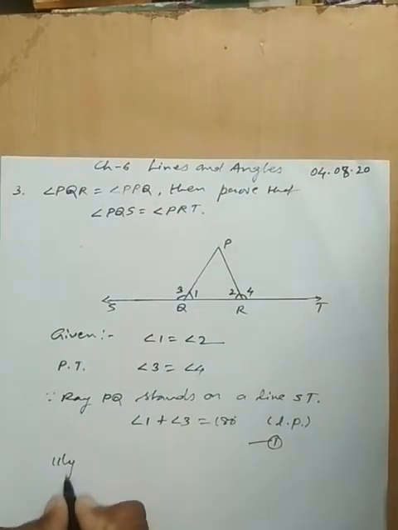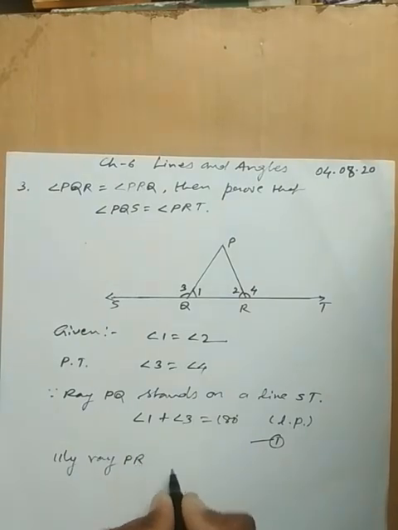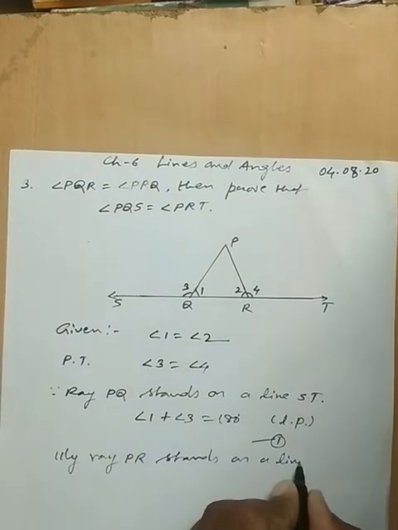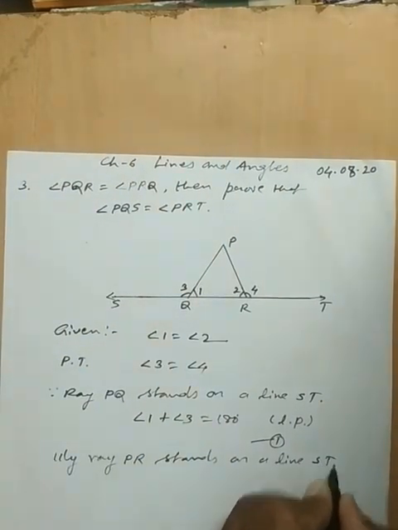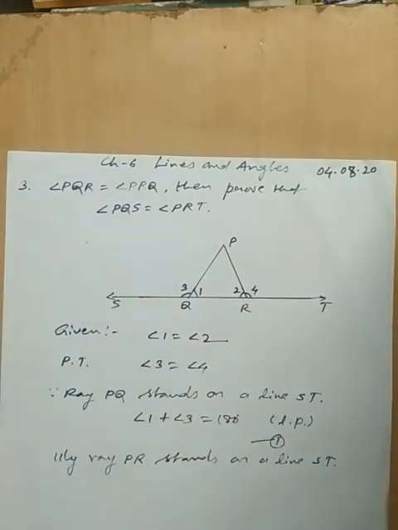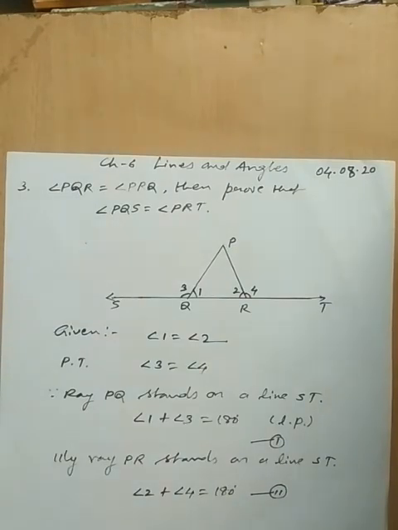Similarly, ray PR stands on line ST. PR is also a ray, and it stands on line ST. So 2 plus 4 is also 180 degrees. This is equation second. For equations first and second, both are equal to 180 degrees.